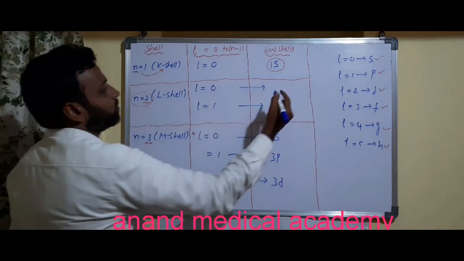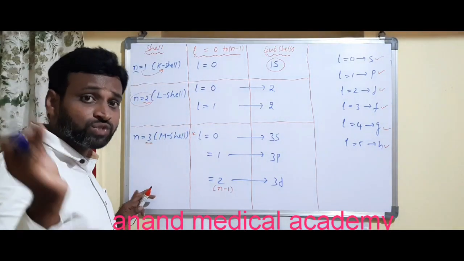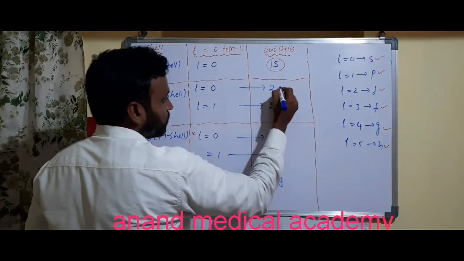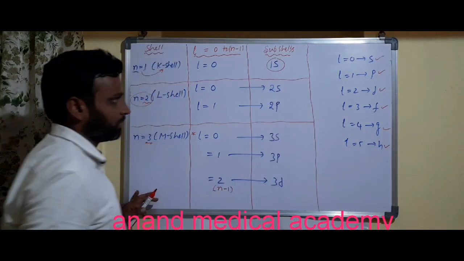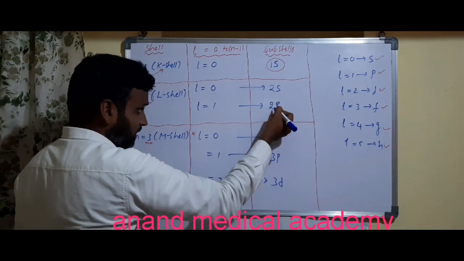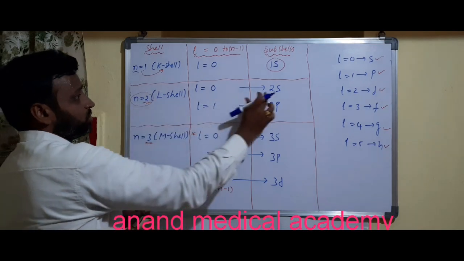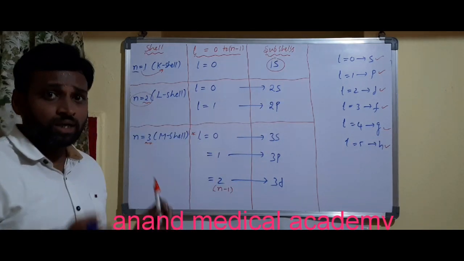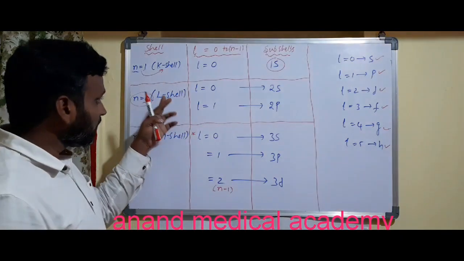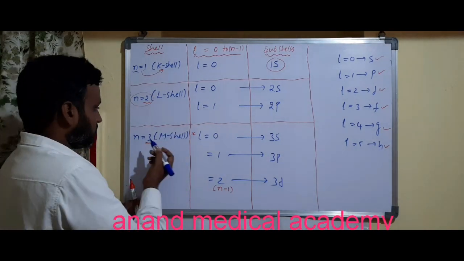n equals 2. So the second shell consists of subshells with 2: this is 2s and this is 2p. Why this is 2s and why this is 2p, don't ask me now. Second shell, n equals 2, so 2s and 2p. So what are the subshells present in the second shell or L shell? 2s and 2p. Come to the third shell. What is the n value?